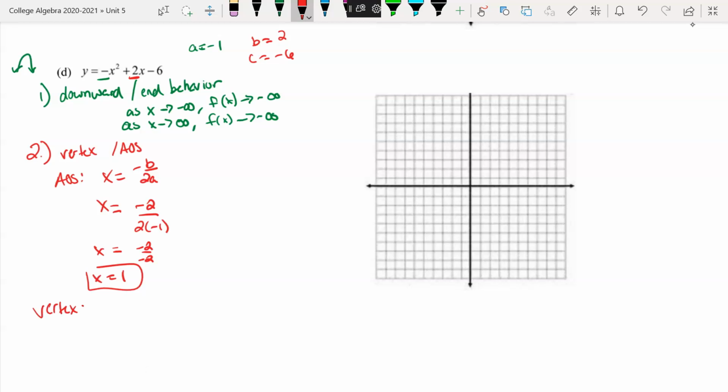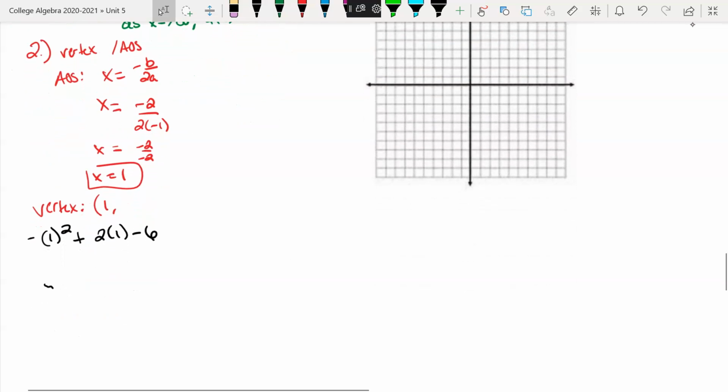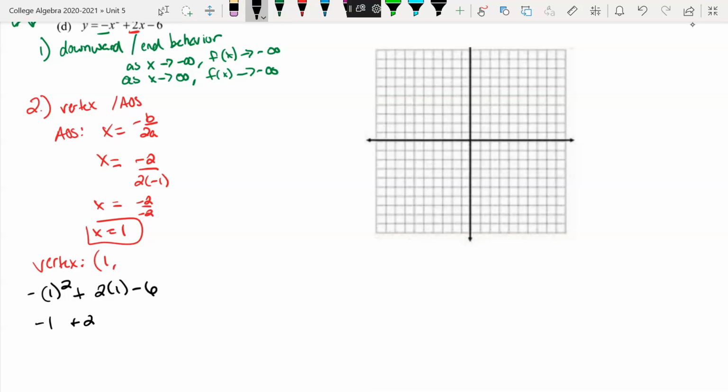Well, the nice thing is you use that to help you find the vertex. Your vertex is going to be 1, comma, something. So now I just got to plug it in and solve it. So negative parentheses 1 squared plus 2 times 1 minus 6. So this ends up being negative 1 plus 2 minus 6, which is going to be negative 5. So my vertex is 1, negative 5. So if I graph that, 1, negative 5, it's going to be right here. Now don't forget your axis of symmetry will help you graph other points. Okay?